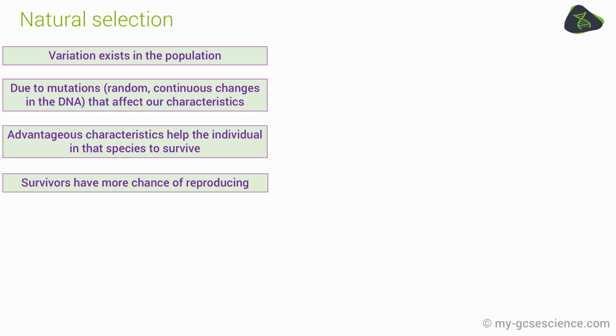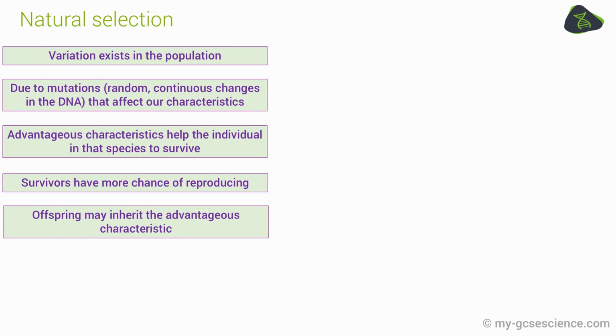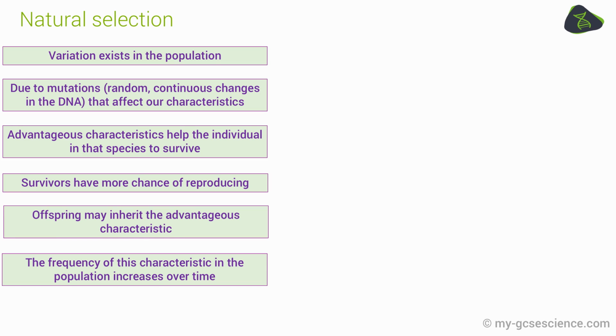If you survive and reach reproductive age, you've got more chance of reproducing. And if you have reproduced, you've made offspring, and those offspring will have inherited, or are likely to have inherited, the advantageous characteristic. If this characteristic continues to be advantageous in the environment, then more and more generations will be producing offspring with those characteristics, and the frequency of that characteristic in the population will increase over time.